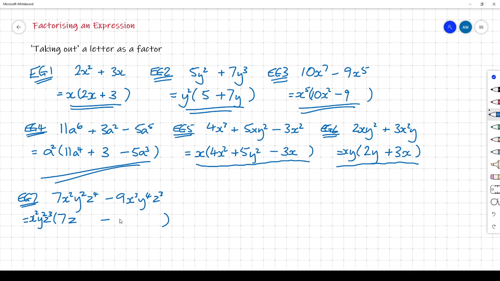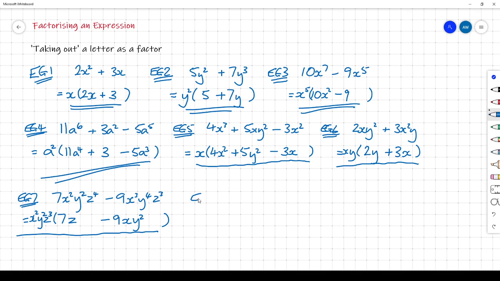Okay? Now the other term. X squared times what will give me x cubed? x squared times x. Y squared times what will give me y to the 4? y squared. And z cubed times, oh, I took out the whole of z cubed, so I don't want to write any more z's in there. So that is my answer. That's my factorisation of those two terms.